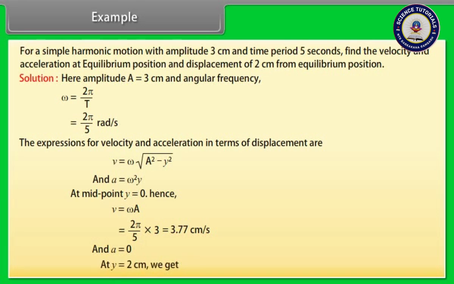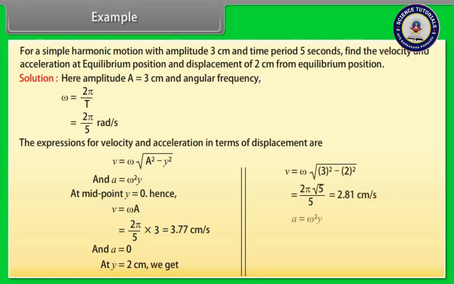At y is equal to 2 cm we get v is equal to 2 pi under root 5 upon 5, which is equal to 2.81 cm per second. a is equal to omega square y is equal to (2 pi upon 5) whole square into 2, which is equal to 3.16 cm per second square.